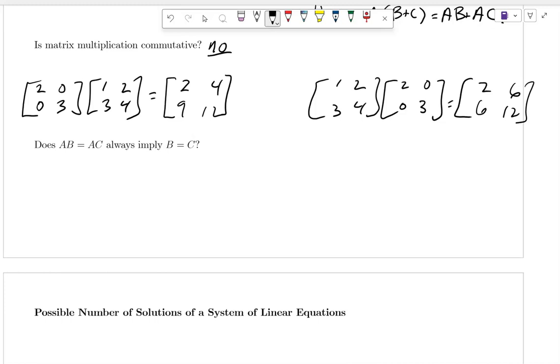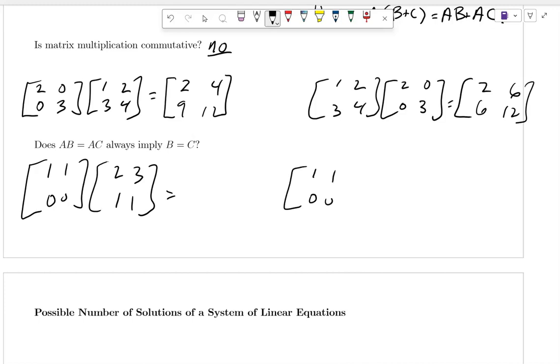Well, let's do another example. Let's say I had the matrix [2, 3; 1, 1], and I'm going to multiply it by... Oops, I should do it on the other side. Sorry, let me write it on the other side. [1, 1; 0, 0], and multiply by [2, 3; 1, 1]. And then do the same thing, but I'm going to multiply by [2, 3; 2, 2]. What do you get when you multiply?